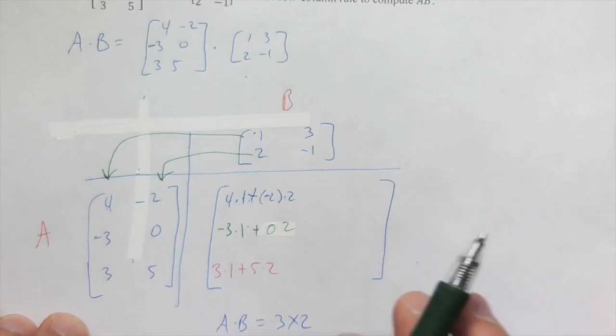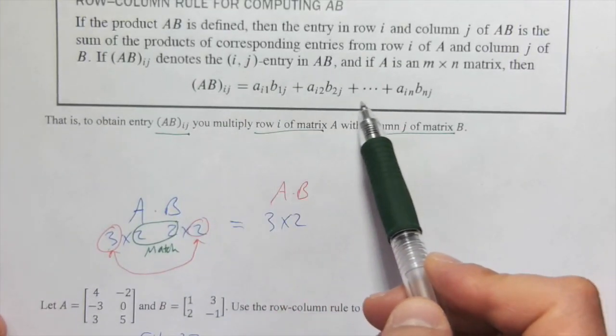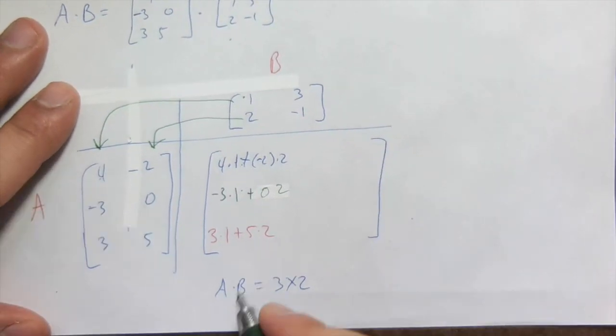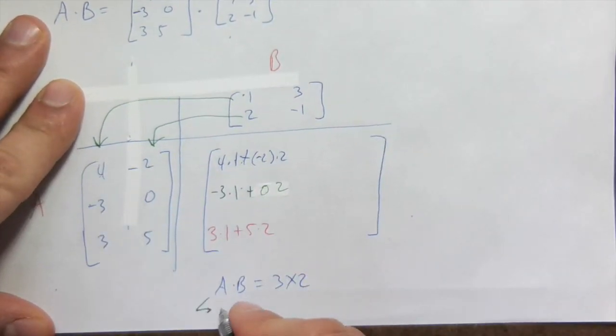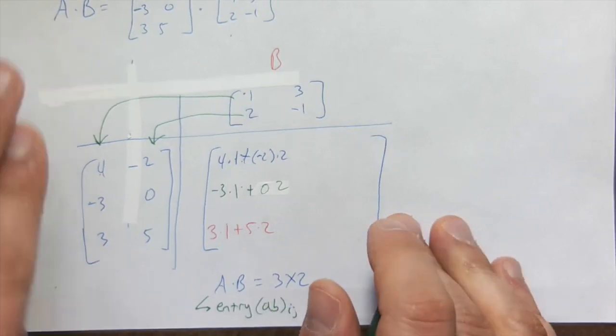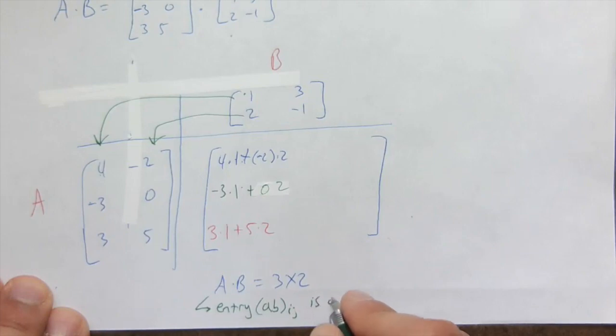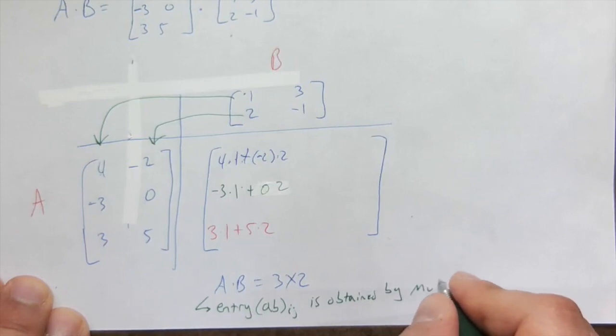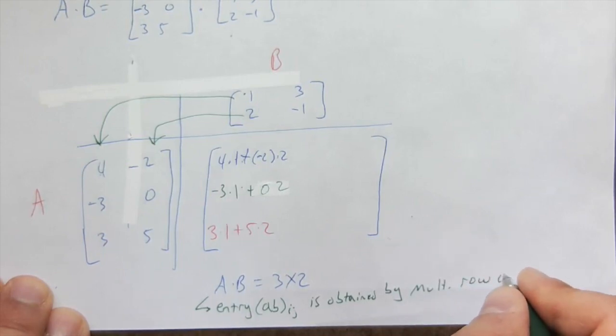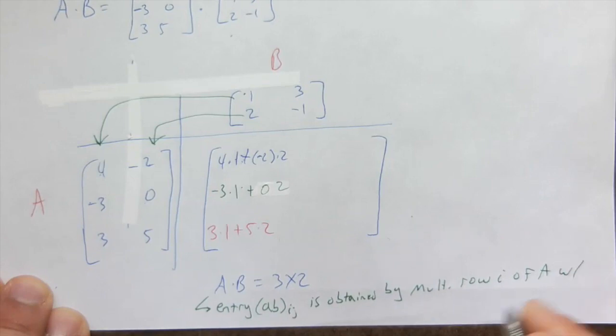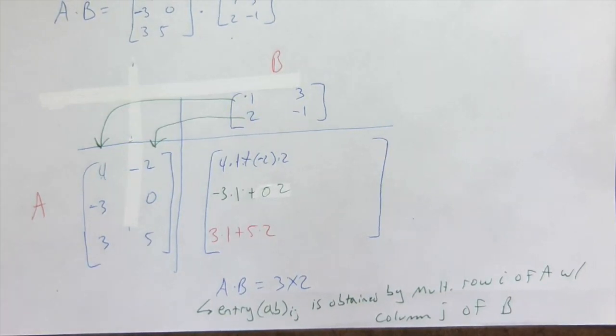And we'll do the second one in a second here, but just to be clear, we're applying this rule, and more specifically, if we wrote it out in words, the entry ABij is obtained by multiplying row i of A with column j of B. And that's exactly what we're doing here in this chart, and that's exactly what the definition says at the top of the page.